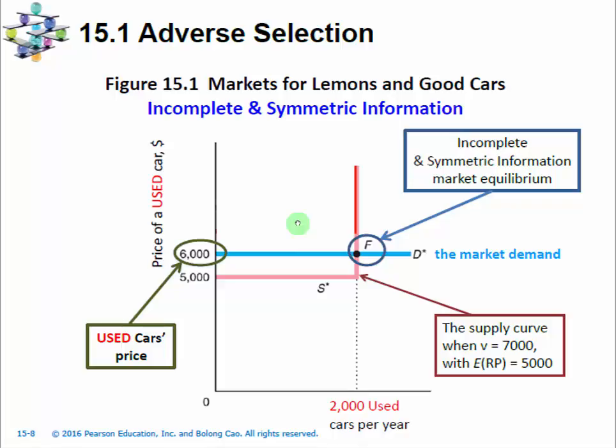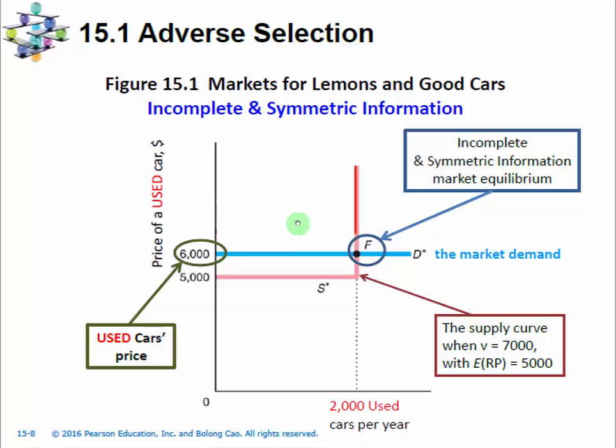So on the demand side, the buyers would like to pay the expected willingness to pay, that is 50% times 8,000 for good cars, plus 50% times 4,000 for lemons. This expected willingness to pay is 6,000. On the supply side, we can assume the reservation price for good cars is at the higher value, $7,000.